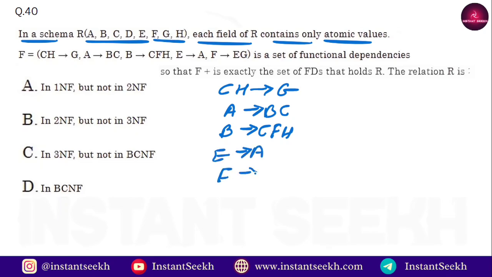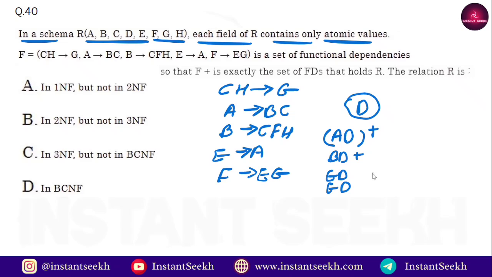and F to EG. Since D is not part of any functional dependency, it can be a candidate key or maybe a part of a candidate key. To find more candidate keys, we can add A, B, C, E, F, G, H to D and find its closure. Like this: AD closure, accordingly BD closure, and so on, ED closure and FD closure.